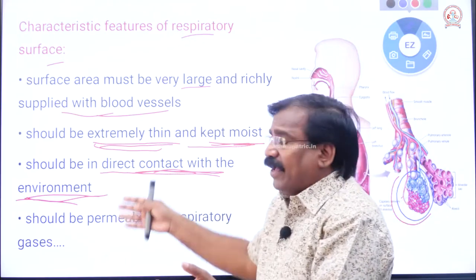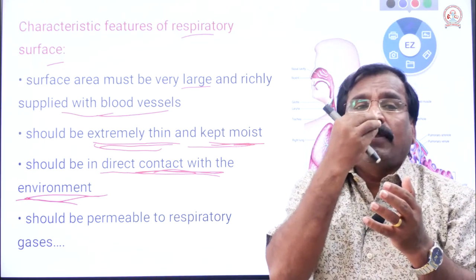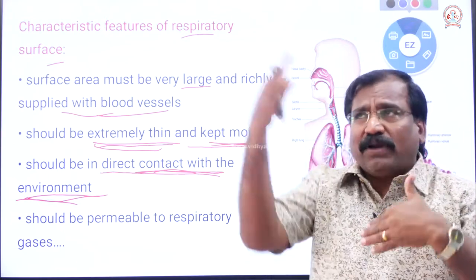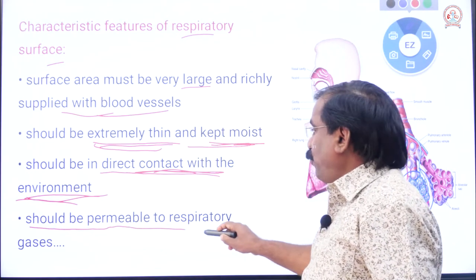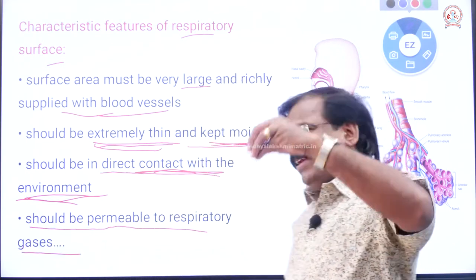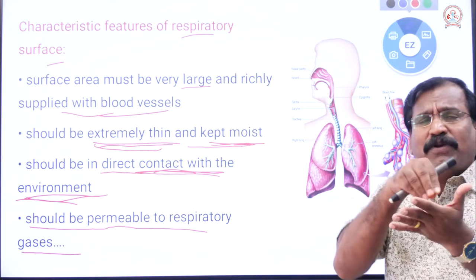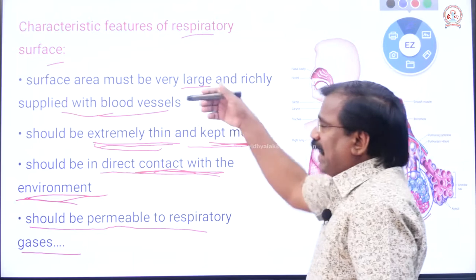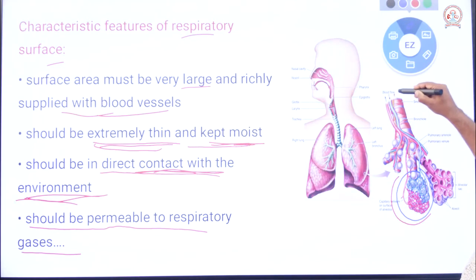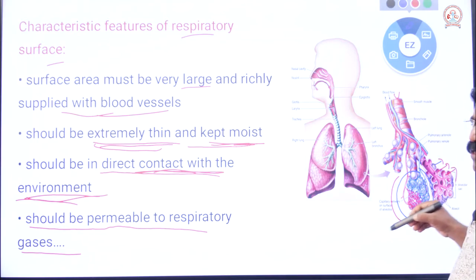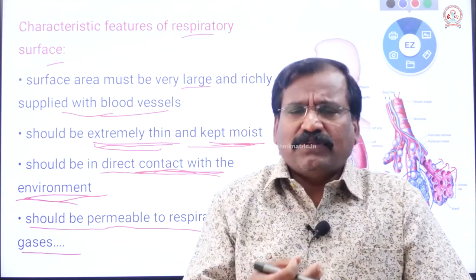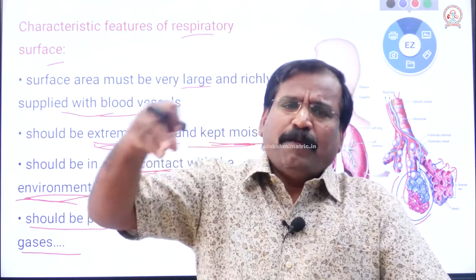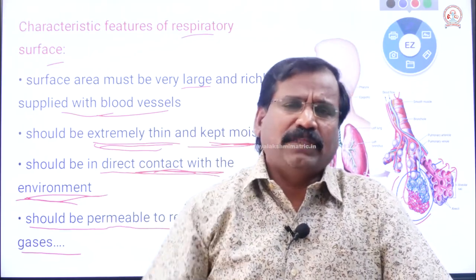So in the same way, look at this respiratory surface, it is on one side, the air just comes in. It is always in contact with the atmosphere. See what a beauty. And it should be permeable to respiratory gases. That should be easy diffusion, easily penetrate, permeable. Look at the alveoli, because it is ultra thin, gases easily enter into the alveoli and easily diffuse. Since it is ultra thin and kept moist, gases easily penetrate and diffuse across the membrane.